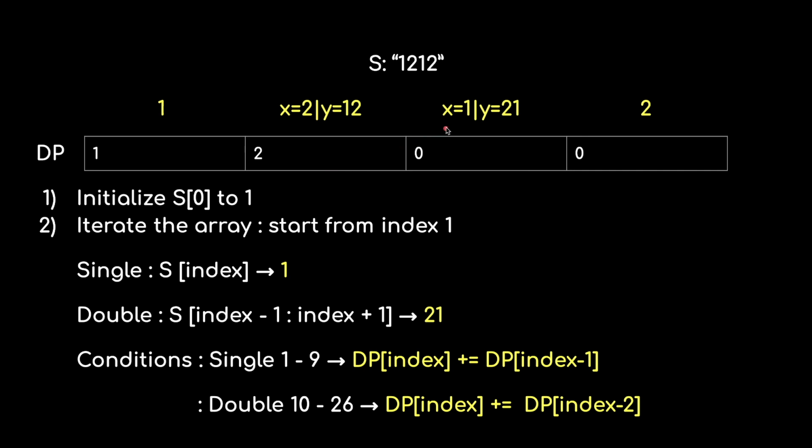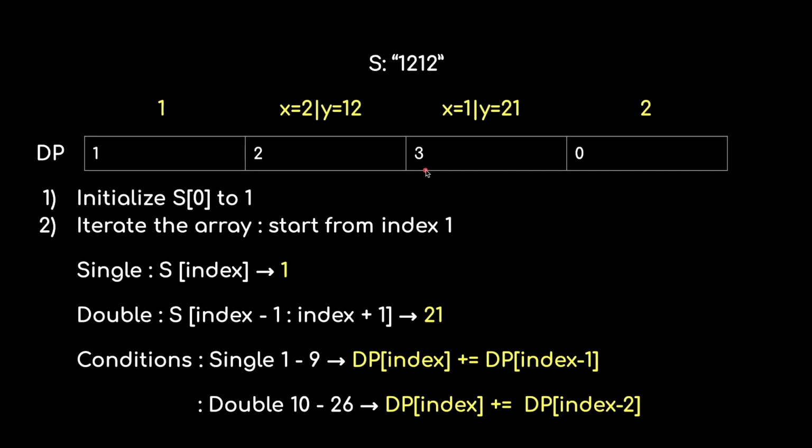So moving further, we come at index 2. The value of the single digit at index 2 is 1, and the value of the double digit is 21. So x equal to 1 and y equal to 21. We check for the same conditions and we do the same thing. For the single digit at the current index, we simply add the value of the previous index. And for the double digit, we add the value of index minus 2, that is 1. So at the current index, we have plus 2 for the single digit and plus 1 for the double digit. And now the value becomes 3.